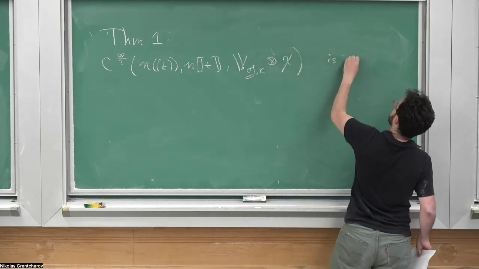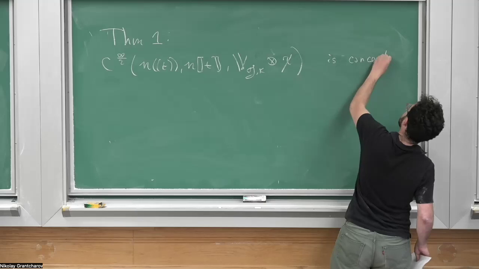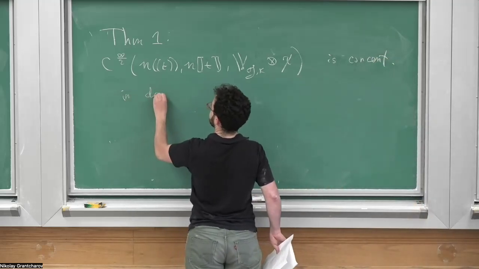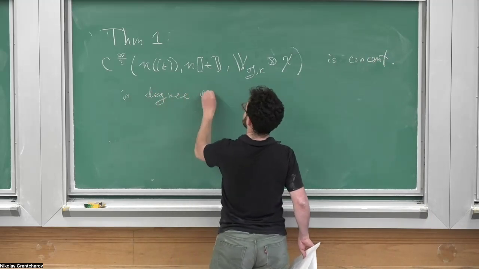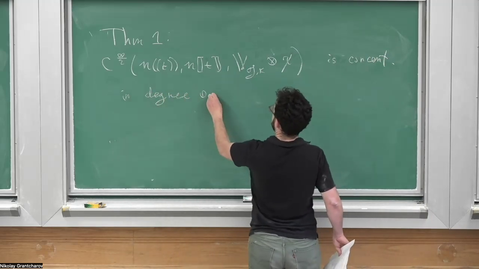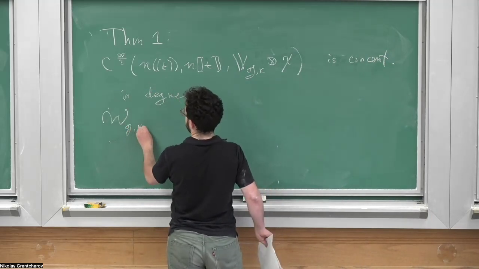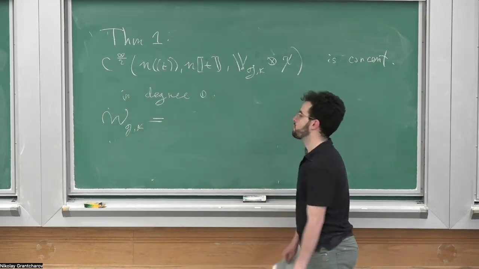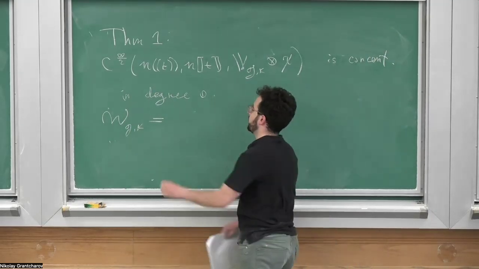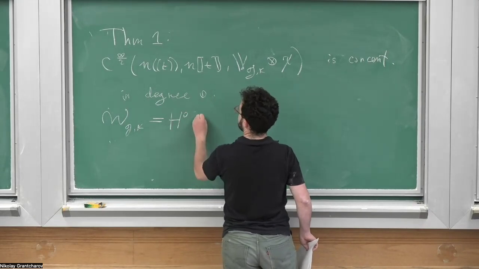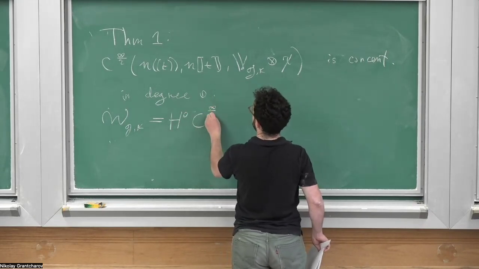It's concentrated in degree 0. And so we're going to call that the W-algebra, again, the W-algebra corresponding to a principal element. So this is going to be page 0 of all of that.